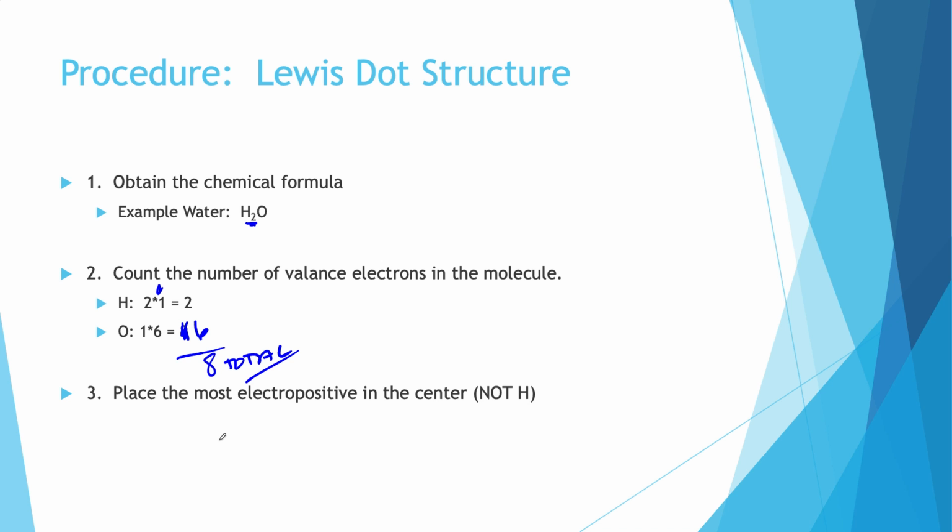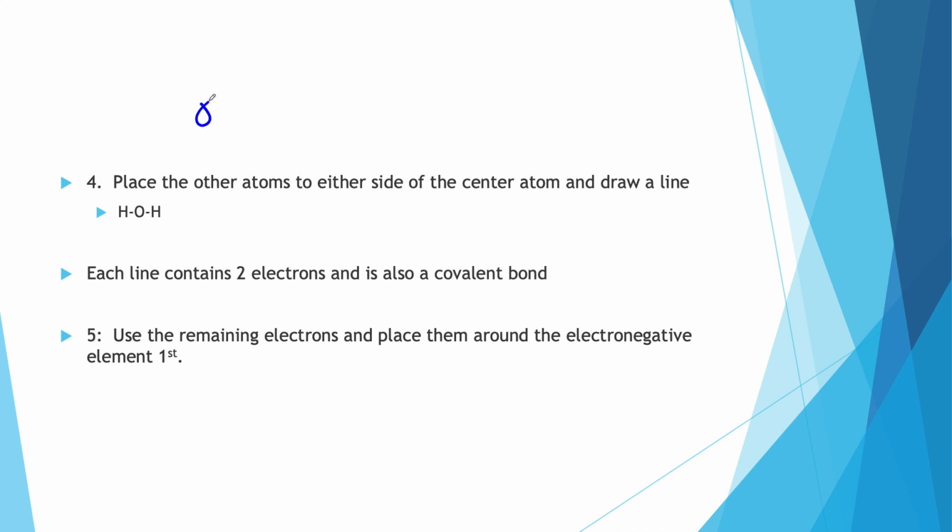And so what we're going to do is place the most electropositive in the center, but not hydrogen, because hydrogen only can form 1 bond. It can't be in the center where it can have more than 1 bond. So I'm going to put oxygen in the middle. Usually this is one of the exceptions. Okay, and we're going to bring this over to the next slide. So we have 8 total valence electrons.